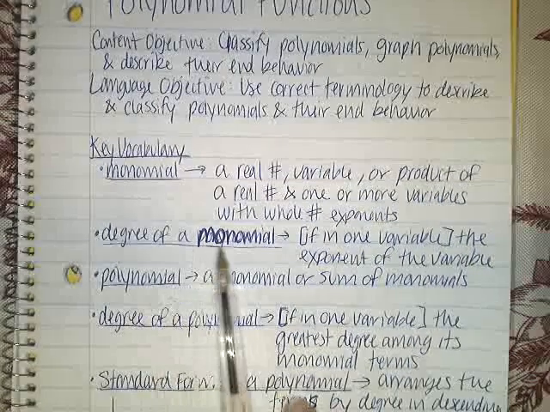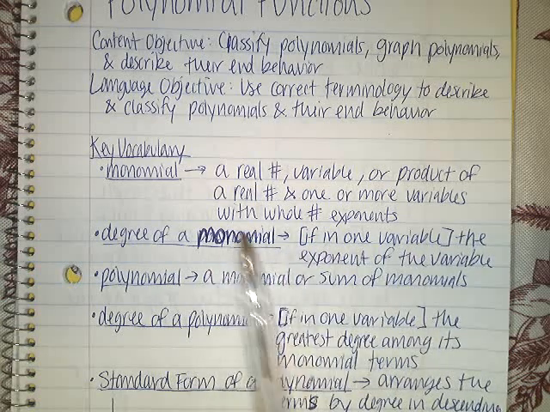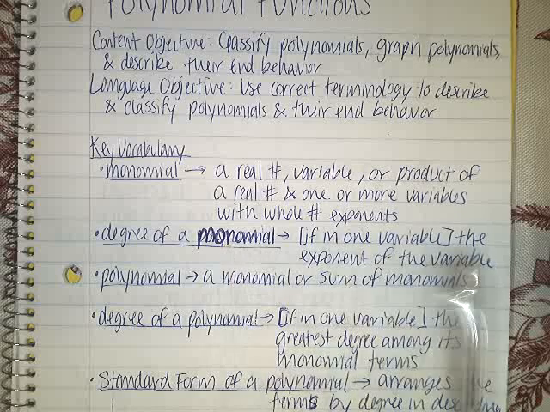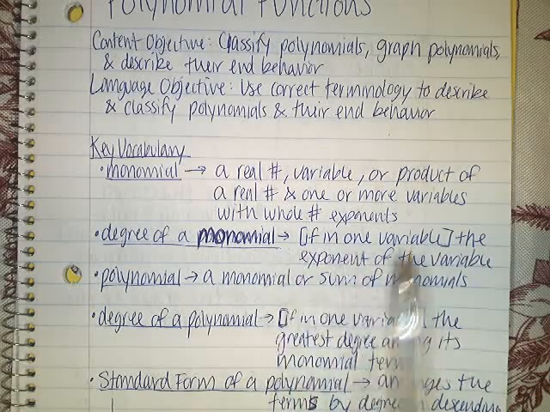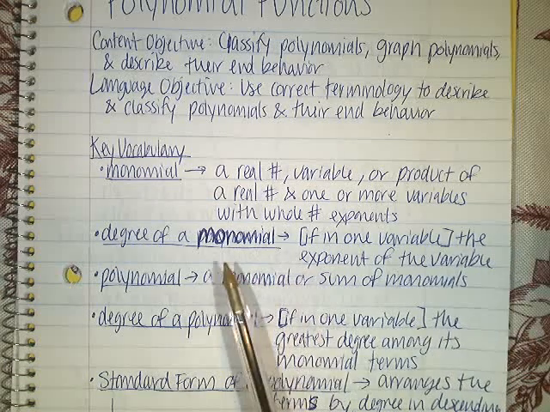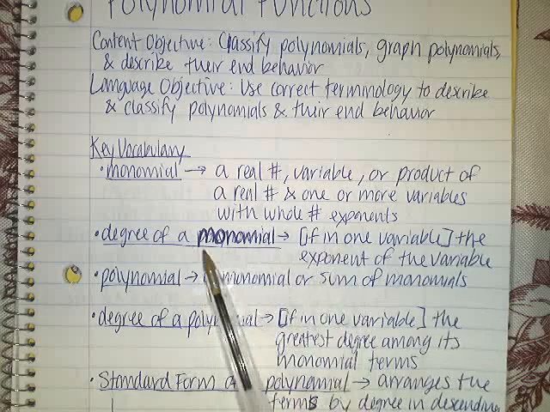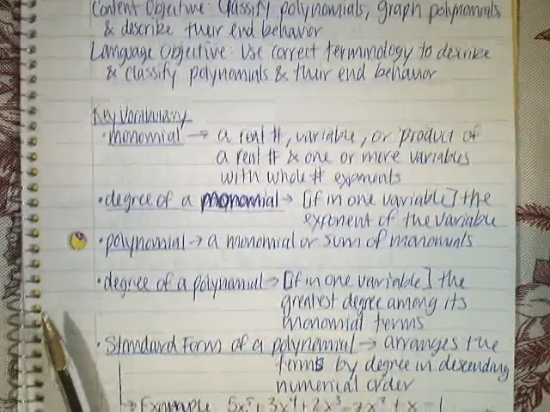The degree of a monomial if there's only one variable. So this is if there's x and y in your term, then this is no longer true. But if you have a monomial with one variable, it's the exponent of the variable. So if you're talking about x squared, the degree would be 2. X to the 5th, the degree would be 5. So that was what we mean when we talk about the degree of a polynomial.